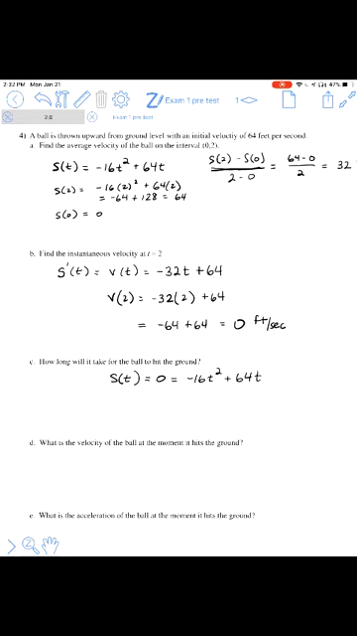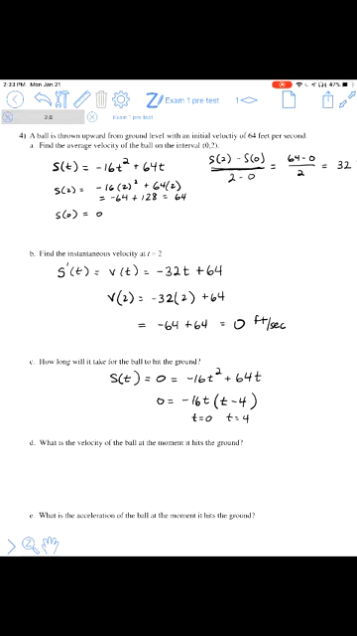So we're trying to solve that equation right there. We can pull out, or factor out, a negative 16t from the equation. That's going to leave us with t minus 4. So we have two different values of t that are going to make this equation 0: t equals 0 and t equals 4.